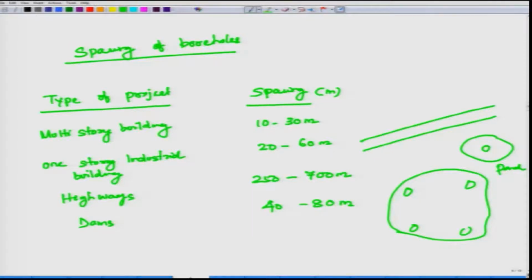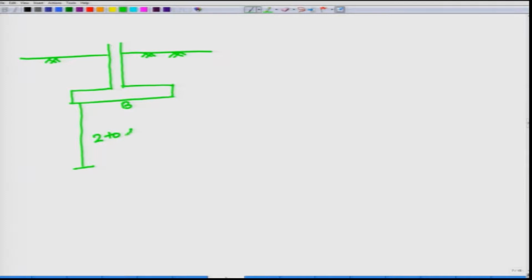Another part is the depth as well as the size of the borehole, and what the spacing should be. I am drawing a figure of shallow foundations, or maybe a footing. In a footing, if there are light structures, the boring should be extended to a depth of 2 to 4 times the probable footing width B. It is good if you go for 4 times B. The depth below the probable foundation should be 2 to 4 times B.